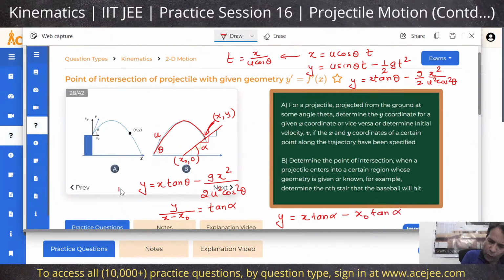Now what do we have? We have two equations. And how many unknowns are there? The unknowns are x and y, and we need to find out these two coordinates. Better just give me a quick second.